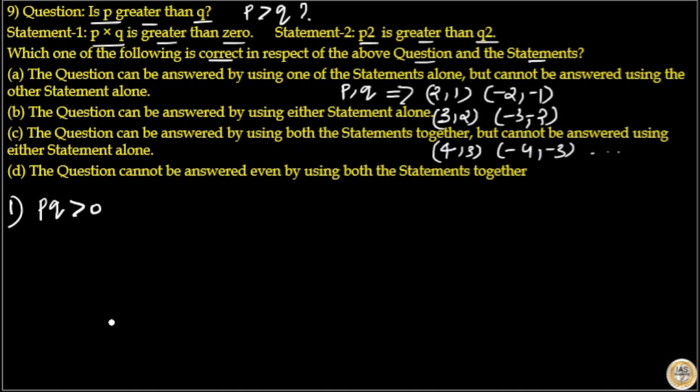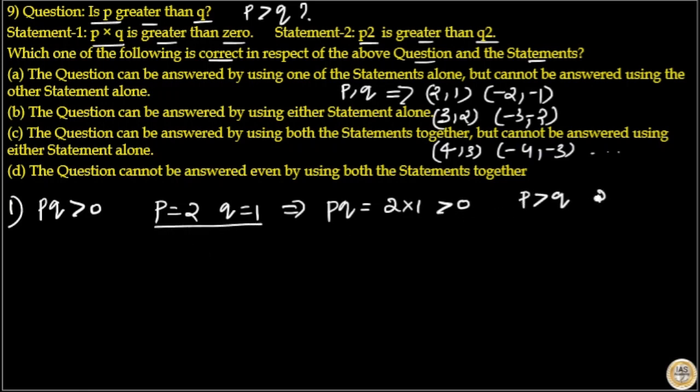So I will take the first numbers, that is, if P is 2 and Q is 1, you can see PQ is equal to 2 into 1 which is greater than 0. Here P is equal to 2, Q is equal to 1. That means P is greater than Q because 2 is greater than 1.